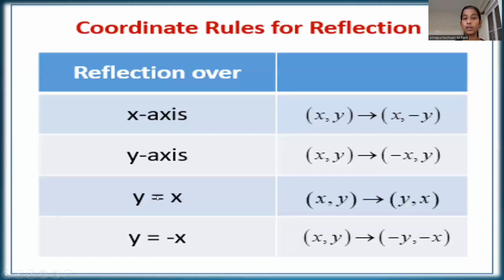And there are certain rules for a reflection. The reflection over the x-axis: x comma y changes to x comma minus y. Over the y-axis: x comma y changes to minus x comma y. If y equals x, it changes to y comma x, and x comma y changes to minus y comma minus x.